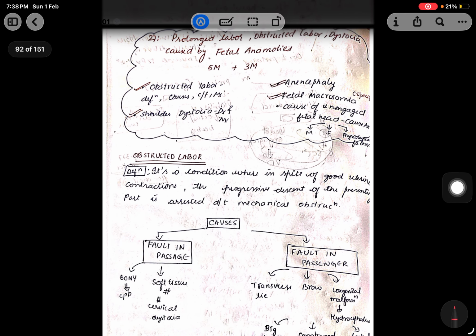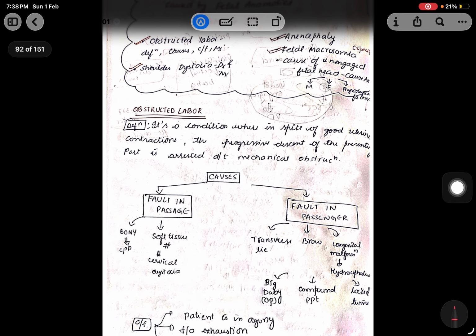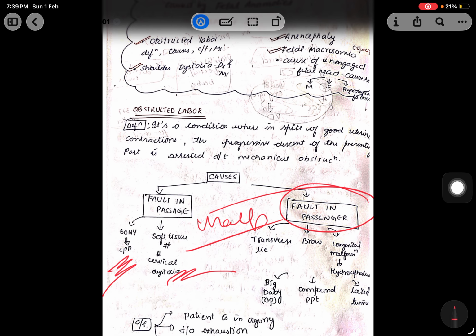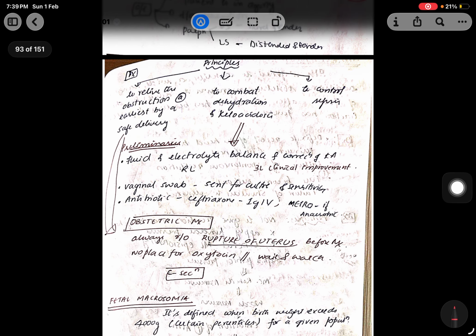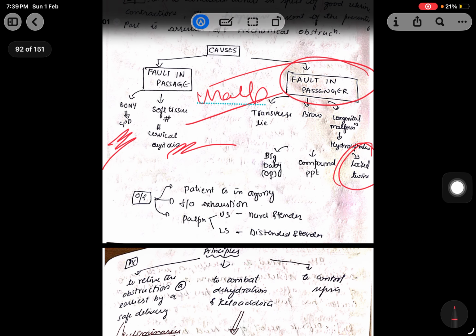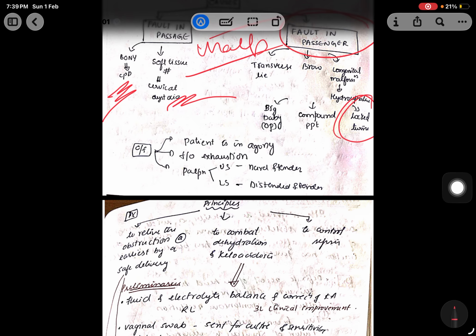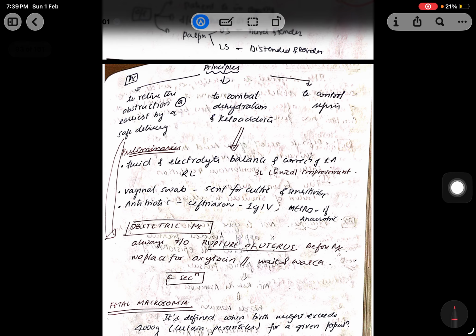Again, prolonged labor, obstructed labor, dystocia, and what are the fetal anomalies? Obstructed labor is something where the labor is obstructed. There might be a fault in the passage, that is either CPD or cervical dystocia, or the passenger might be faulty, that is he might be in malpresentation, or something related to other conditions like multifetal gestation and all. So these are the principles. You should know whether you need to go for a C-section or a vaginal delivery. Again, if you are going for vaginal delivery, you should know what the complications are. Again, you need to control the sepsis and all those things I have just mentioned. So make sure you study.